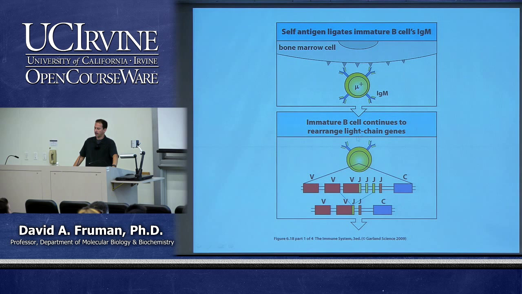Receptor editing refers to going back to the light chain locus and trying successive rearrangements. Remember that during light chain rearrangement, at the small pre-B cell stage, if you don't make a functional light chain, you can continue to rearrange the same locus. If you make a successful light chain, but it's self-reactive with a heavy chain, then RAG1 and RAG2 are expressed again. I showed you before that RAG1 and RAG2 remain on at the immature B cell stage, and that expression is preserved if you're self-reactive. That allows additional V segments and J segments to be joined together.